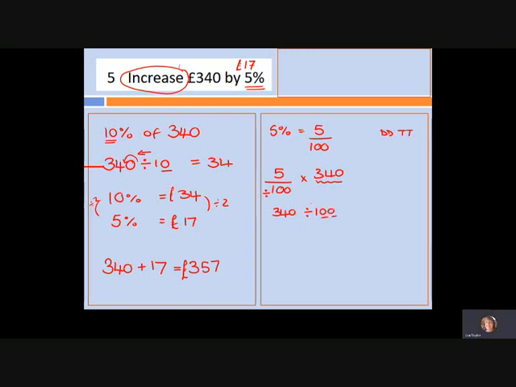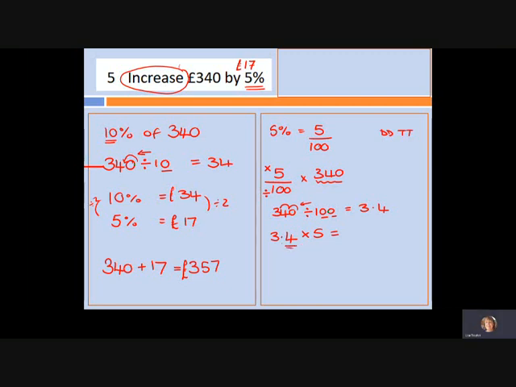So 2 zeros moving that way means the decimal point moves once, twice. That gives me an answer of 3.4. We need to take that answer and times it by the top, 5. So 3.4 times 5 equals, well, okay, if you're not sure how to do that, I'll walk through that as well.